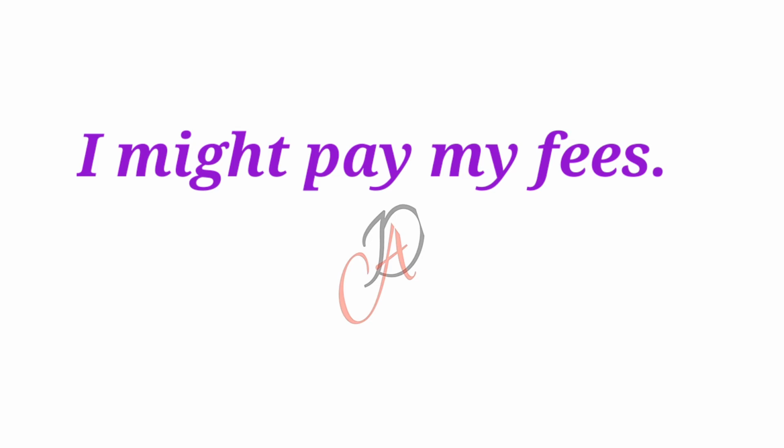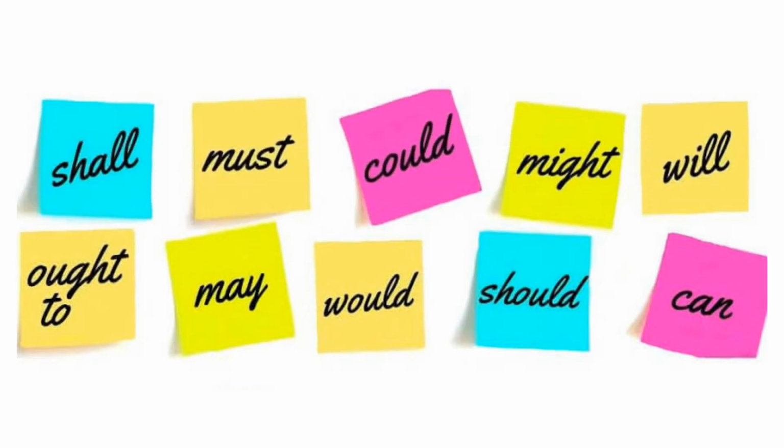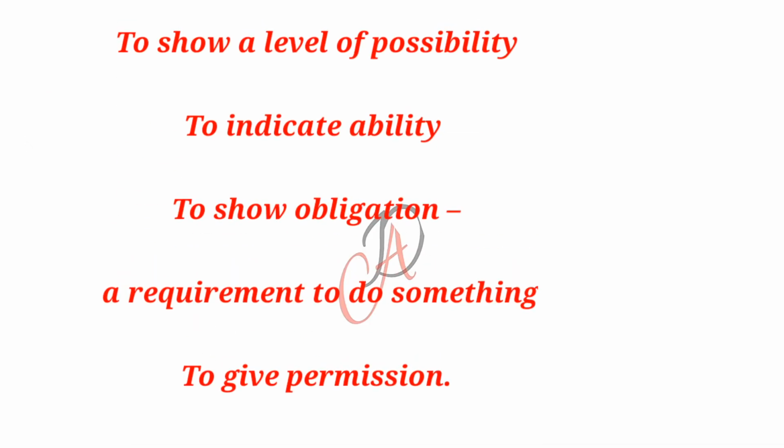Okay, these are the different forms of using the modal verbs. And when we sum this all together, these modal verbs are mainly used in four different situations. The first one, to show a level of possibility. The second one, to indicate ability. The third one, to show obligation, that is a requirement to do something. And the last one, to give permission.